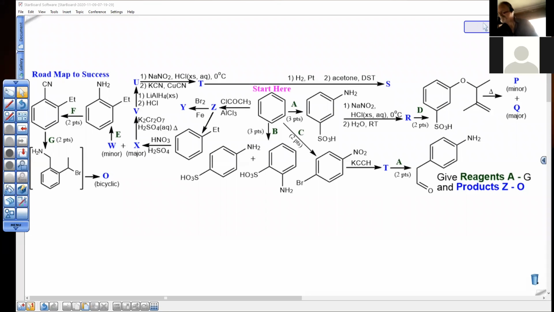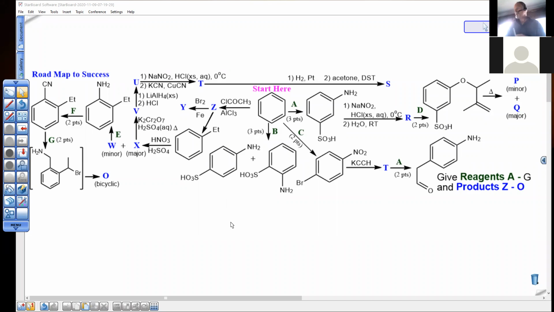Looking at a roadmap. I made it look more like your test roadmaps. And hopefully this will be helpful for you to study. I put a blank version of it on the previous page of these notes, so you can print that off and use it for practice. We're going to give reagents A through G and products Z through O.